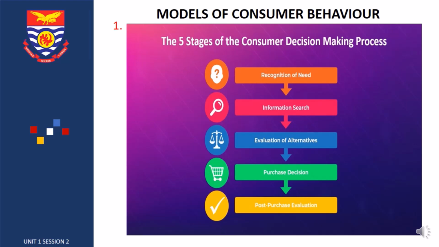So here, before buying something, first of all, there should be a reason, there should be a need, there should be a problem that you would want to satisfy, and that will call for your decision to buy something. That is the recognition of need. And after recognizing your need, the first thing is to gather information. That is information gathering or information search. So you have to search for information.